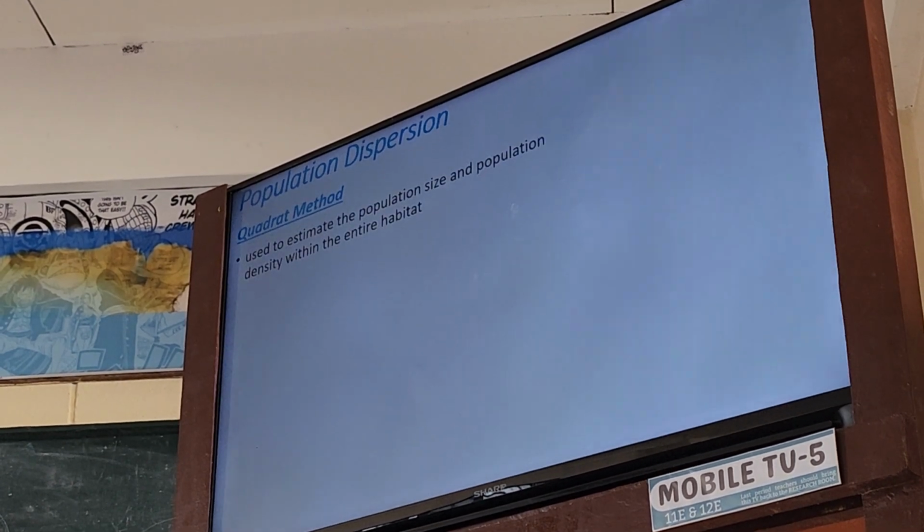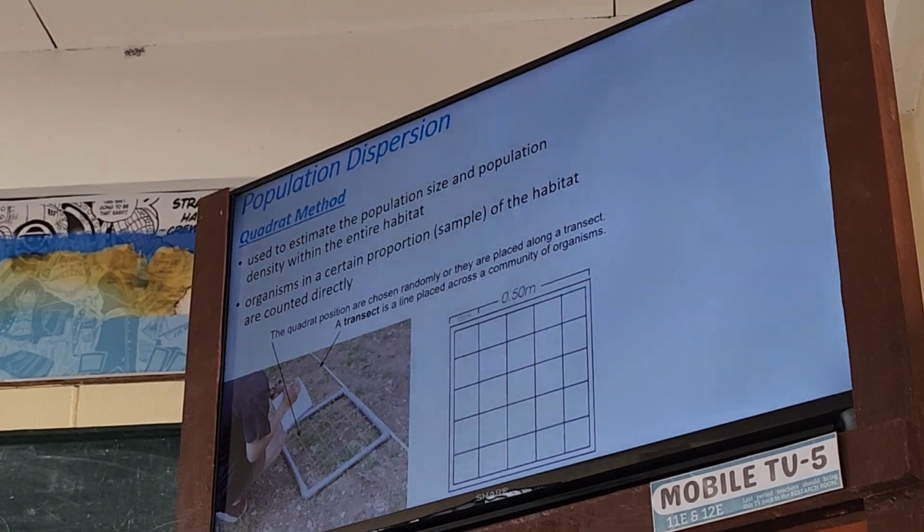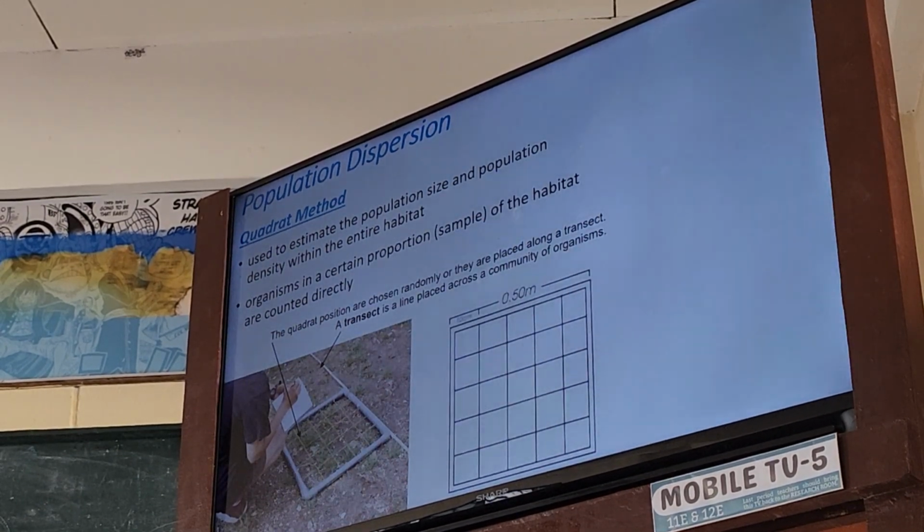What's that quadrat we're talking about? Basically, it tries to estimate the size of the population using a quadrat, meaning a fixed size, like this one here in your lower left. It's measured. You make it uniform across all. So each box is a quadrat.